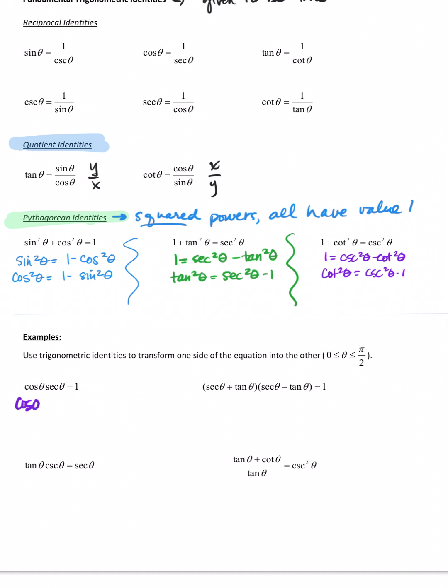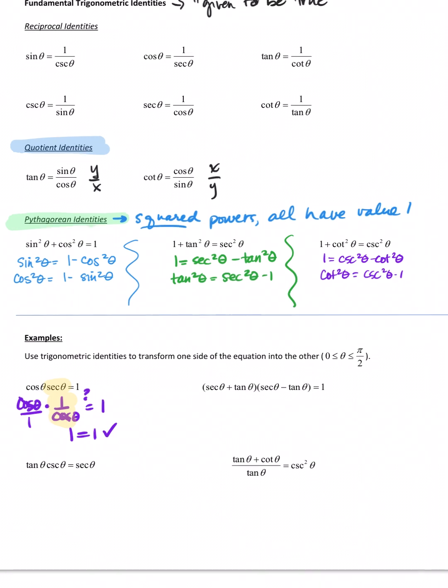If I do cosine theta times 1 over cosine theta, I'm going to put a question mark because I don't know if it's true yet. We're trying to figure that out. Now if I multiply these, or you can cancel them, now you would have 1 equals 1, and you've finished your identity. So it's a replacement process, okay? So let's revisit what we did. We replaced secant with 1 over cosine, right?